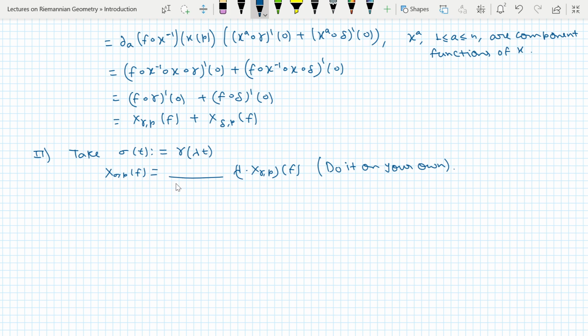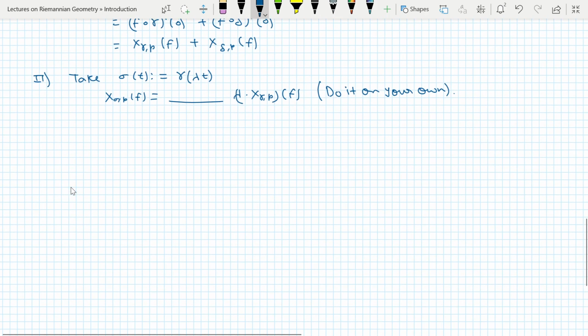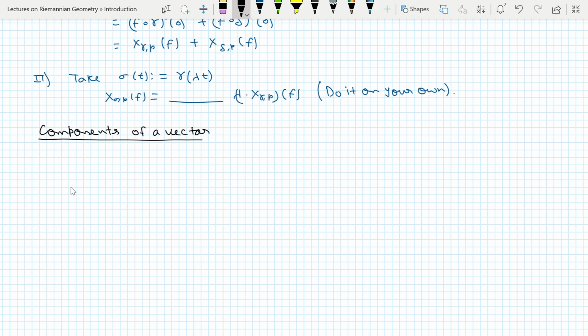I hope up to here you have understood everything. Now one more little thing that I want to mention quickly, because otherwise the length of the video would be quite long. So let's have a look at this quickly. This is components of a vector.